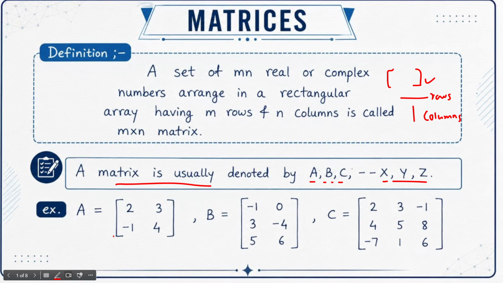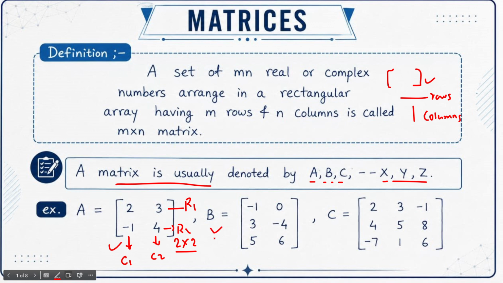We always express a matrix in this form, like A is equal to, this is the first matrix. It consists of two rows. Two rows means 2 3 is the first row R1, minus 1 4 is the second row R2. So the horizontal lines are called rows, and the vertical lines are columns. 2 minus 1 will be your first column C1, 3 4 will be your second column C2. So the order of this matrix will be 2 rows by 2 columns, that is 2 by 2.